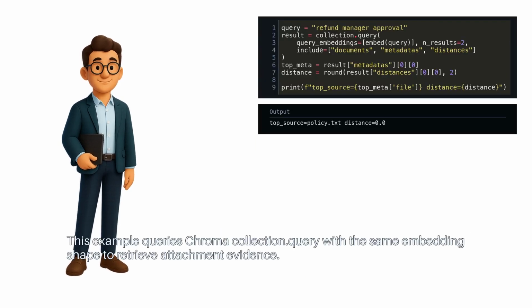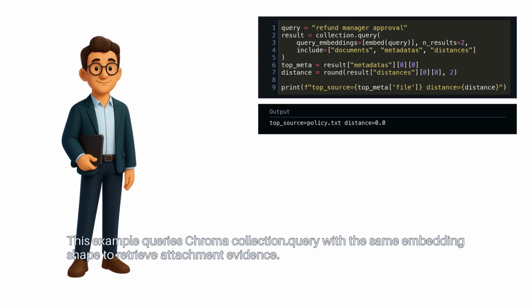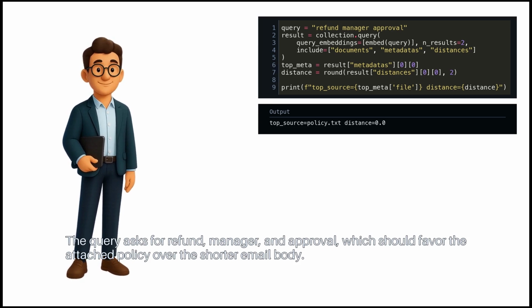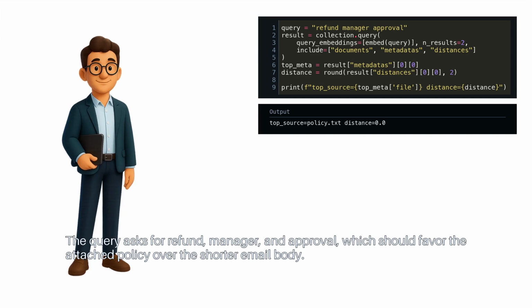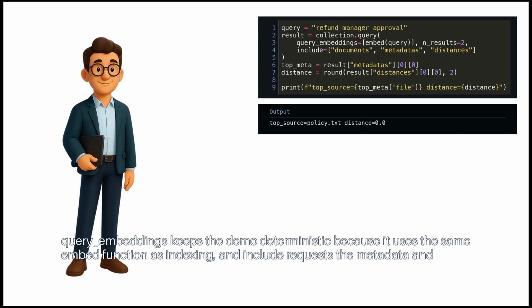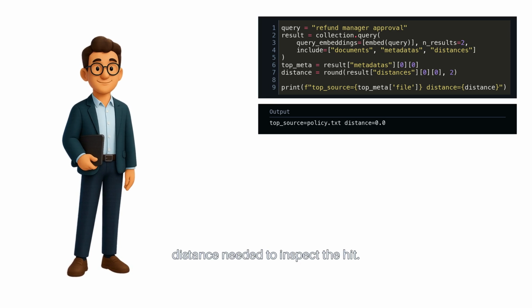This example queries Chroma with collection.query using the same embedding shape to retrieve attachment evidence. The query asks for refund, manager, and approval, which should favor the attached policy over the shorter email body. query_embeddings keeps the demo deterministic because it uses the same embed function as indexing, and include requests the metadata and distance needed to inspect the hit.